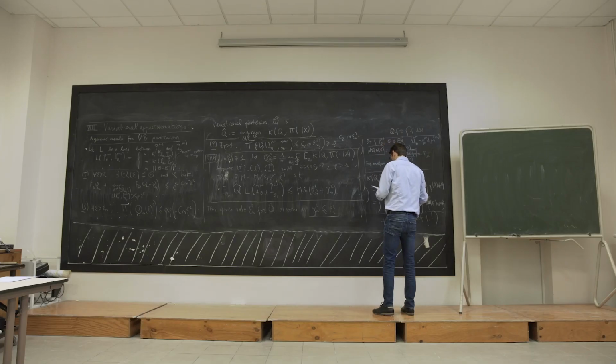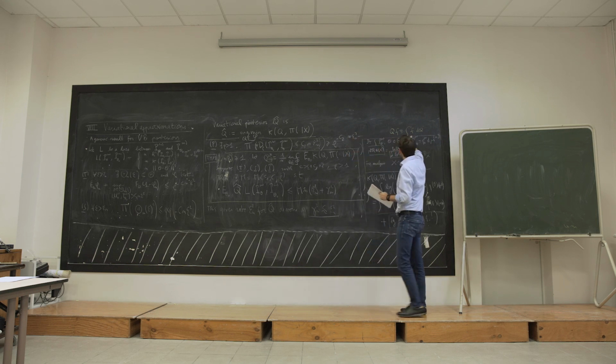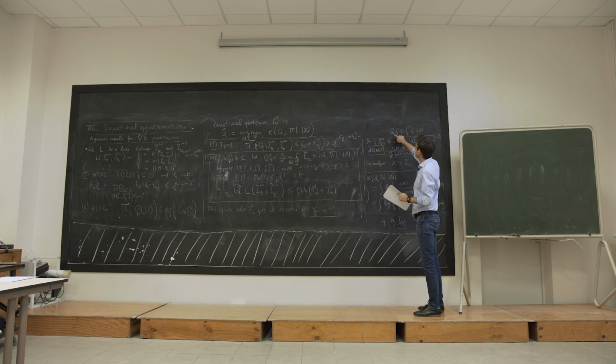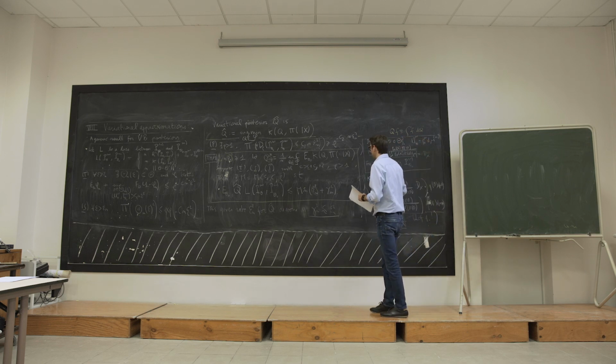Okay. Yes. Can you explain what that means? This expression, because you wrote q hat. Yes. So this is this notation. q hat of a function of theta is just a short notation for the integral of f(theta) dq(theta). Yeah. It's just that.